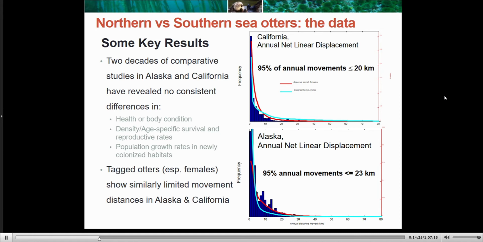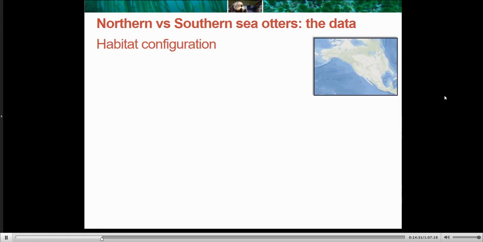Males are a little bit more mobile, although not territorial males. But basically, 95% of annual net displacement is less than 20 to 23 kilometers. It's the same in Southeast Alaska, in the Aleutian Islands, and in California, which are the 3 places we've been able to measure these sorts of movements with tagged animals. So sea otters show this high site fidelity, very low dispersal behavior.